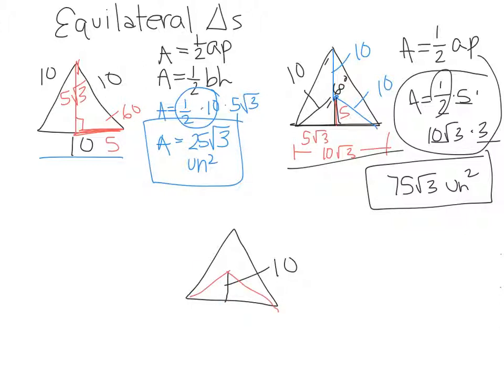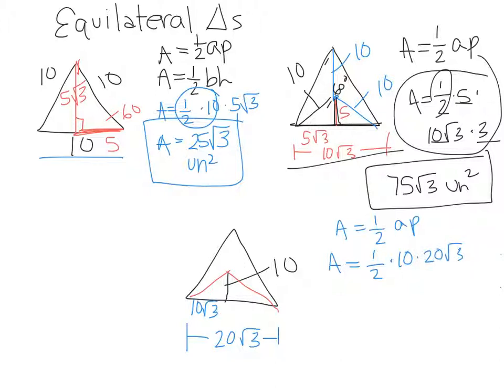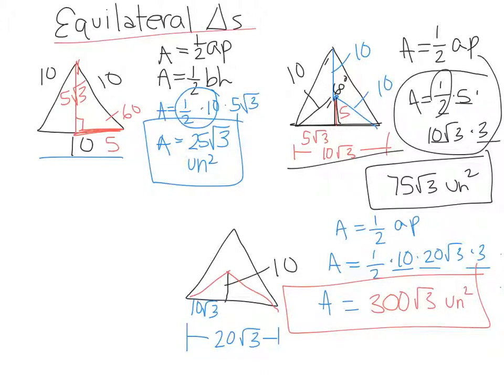So let's do this one. Again, this is going to be a 30-60-90. So this side has to be 10√3, which makes this whole side 20√3. I'm going to use area equals 1/2 apothem times perimeter. Area is 1/2 the apothem, which is 10, times the perimeter, which is 20√3, and there are 3 sides. So at the end, 20 times 3 is 60, 60 times 10 is 600, 600 divided by 2 is 300√3 units squared. So these are equilateral triangles.